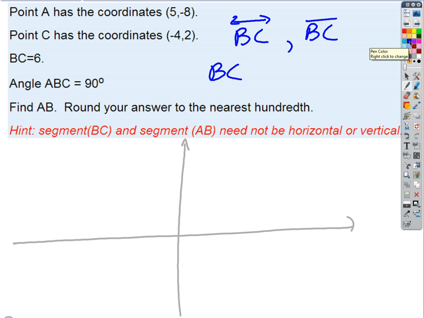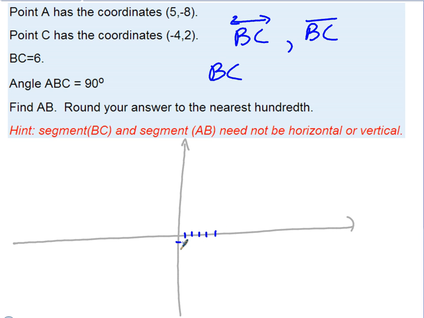So A is at 5, -8. So I'm going to go over 5 and down 8, right? So there's point A with coordinates 5, -8. What about point C? It has coordinates -4, 2. So that means I'm going to go, where do I go first to get to C? Okay, 4 in which direction? Left. And then what about the 2? Up 2. Okay. So right about there-ish.